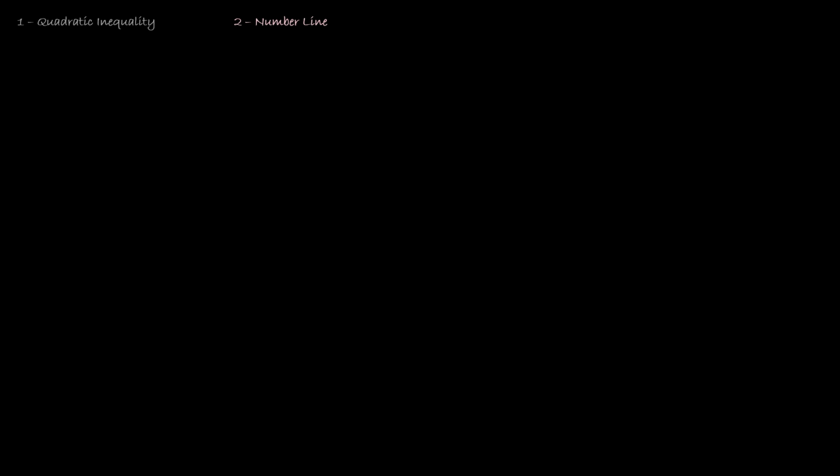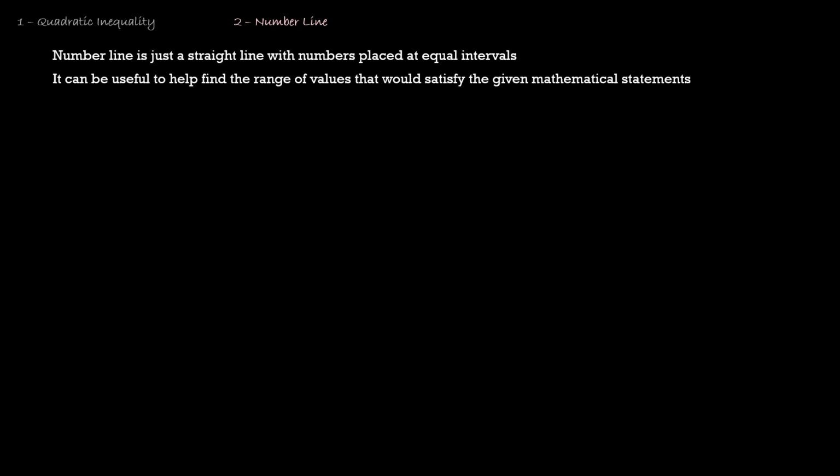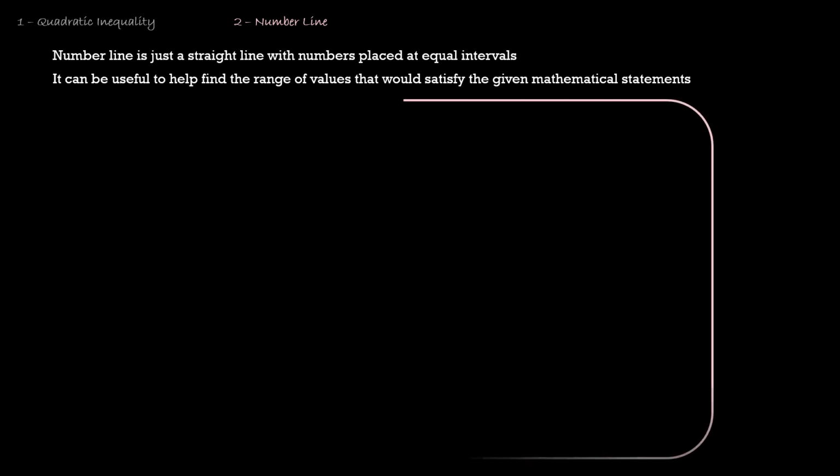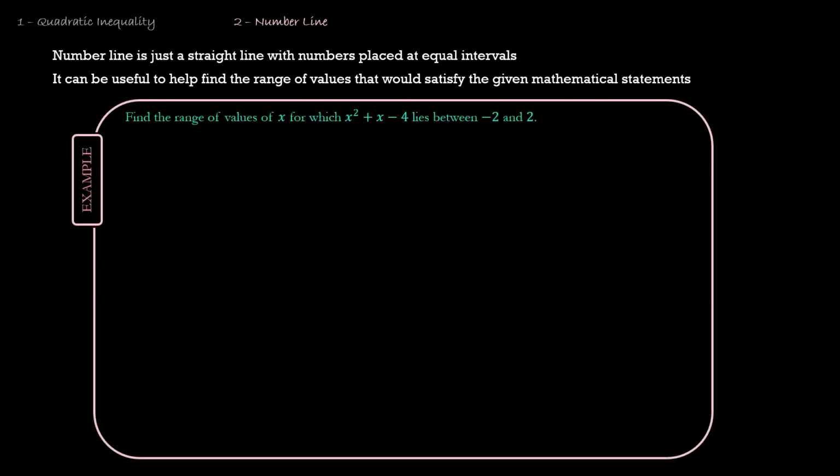Sometimes we may be presented with multiple inequalities and are asked to find a range of values that satisfy all the given inequalities. To help us locate the range, we can make use of the number line, which is just a straight line with the numbers placed at equal intervals. Let us take a look at an example to show how to present a solution with a number line. We are given a quadratic expression that lies between plus and minus 2. To approach this, we can rewrite this as two separate inequalities.